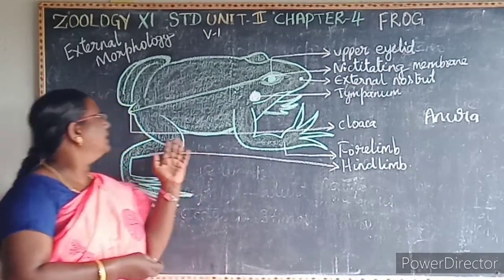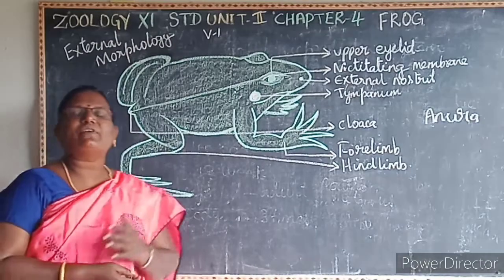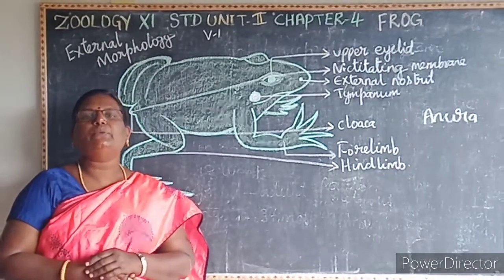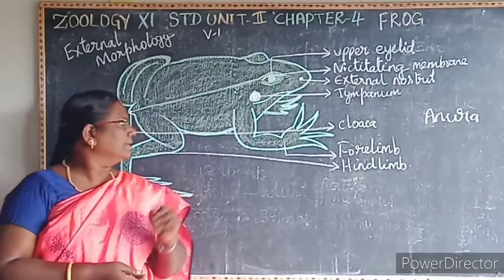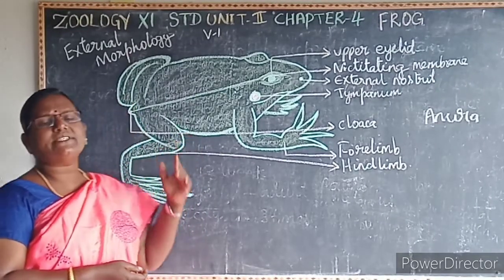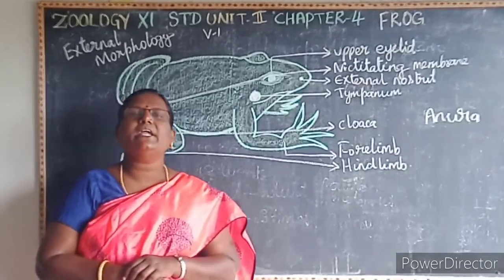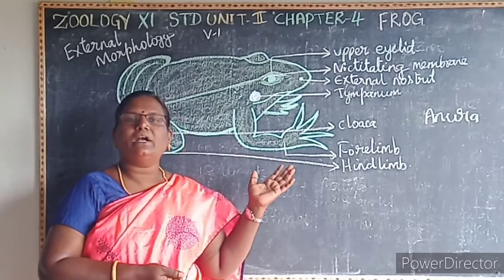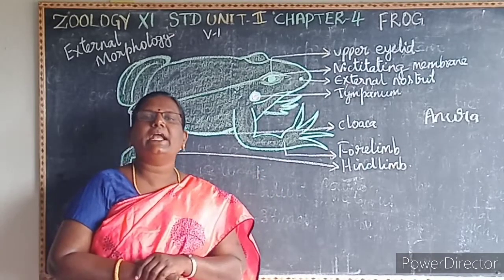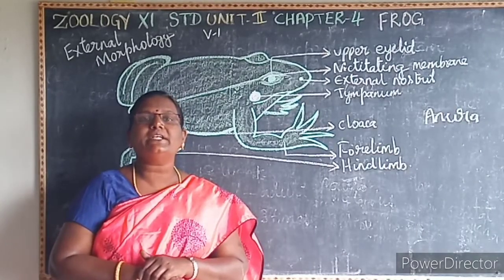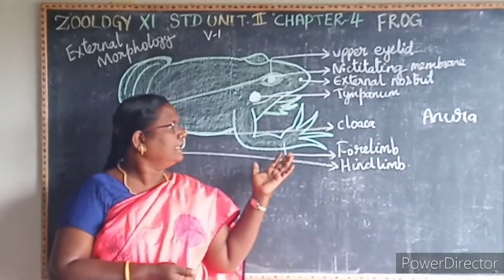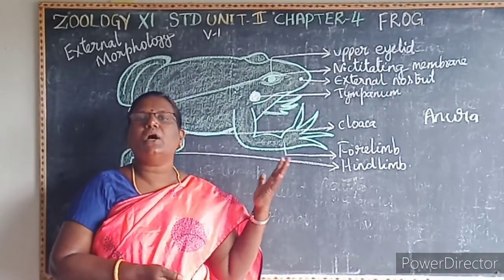Then first we see the frog. Frogs were the first land vertebrates. The body of the frog is streamlined, which helps in swimming. It belongs to the order Anura, the largest order, which includes more than 3,900 species. Being Amphibia, it can live on land as well as in water.